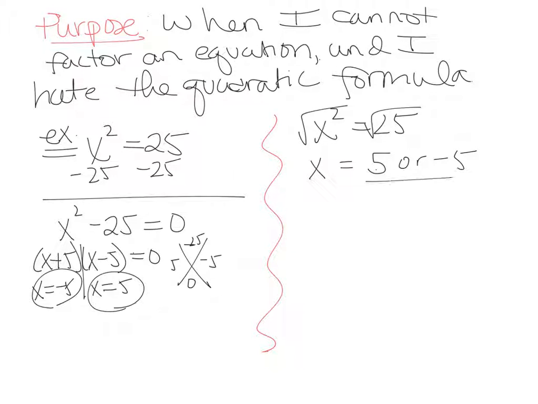So mathematicians think this is a super long, drawn-out way of writing their answer. So all they write is x equals plus or minus 5. X is positive 5, or x is negative 5. They think this is much quicker than writing this. So let's try another one.